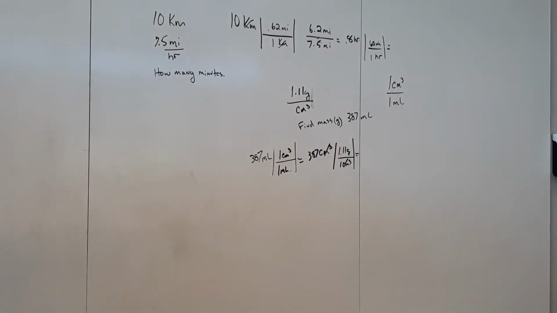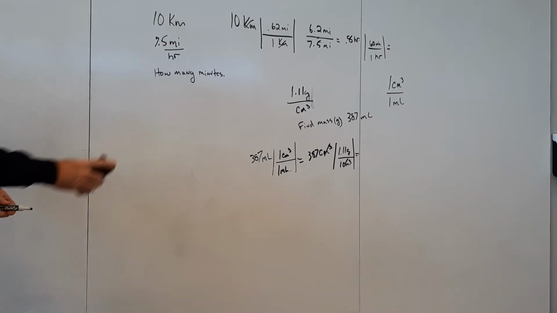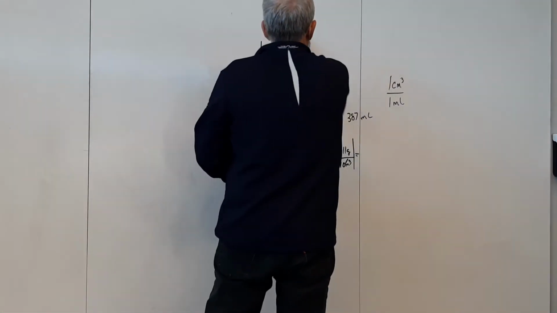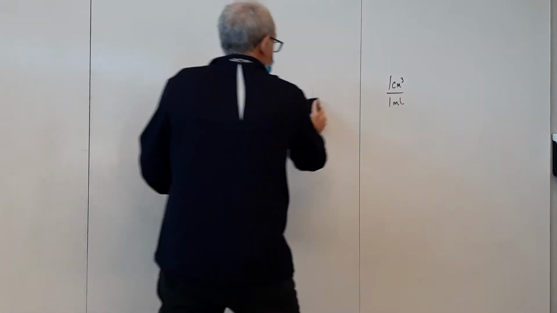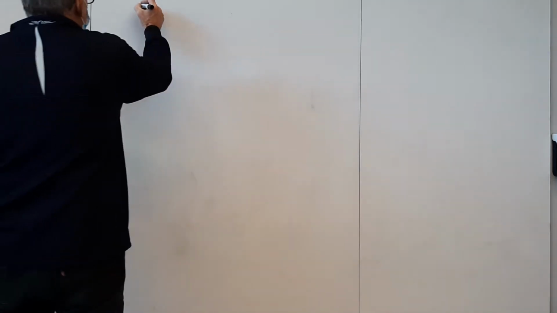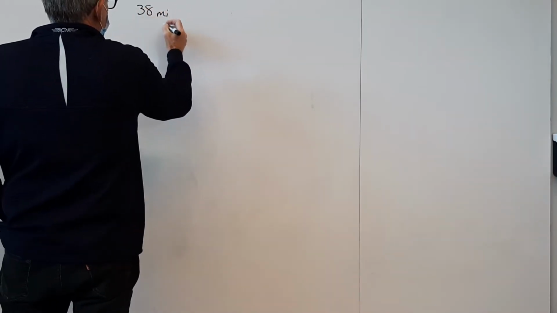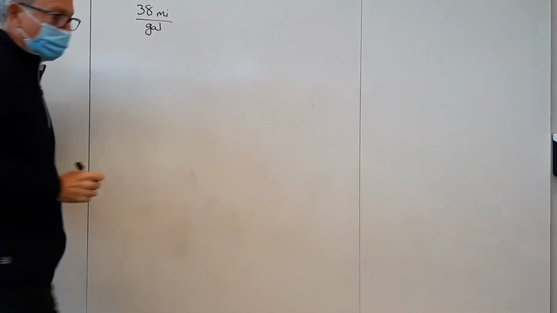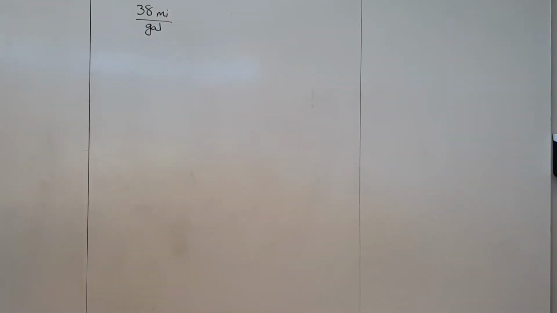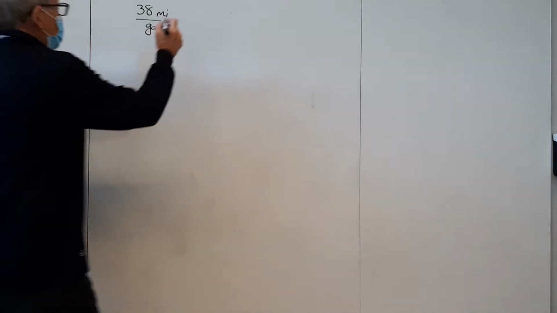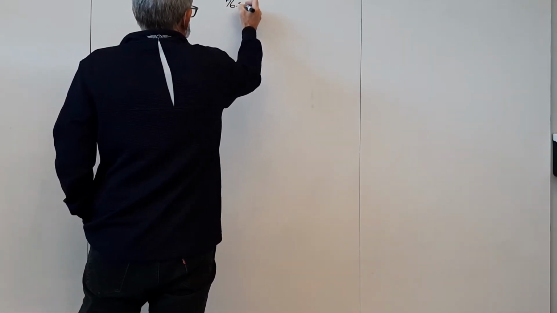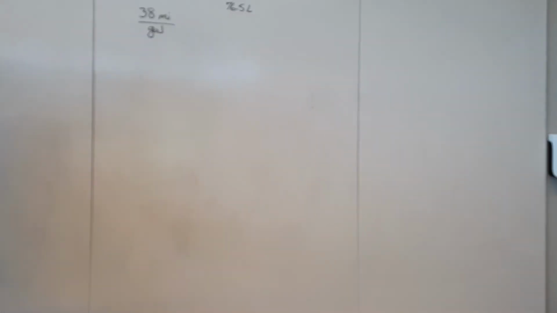My bad. 119. A car has a mileage rating of 38 miles per gallon. How many miles can a car travel on 76.5 liters? So I have 76.5 liters, and I want to find out how many miles it can travel.